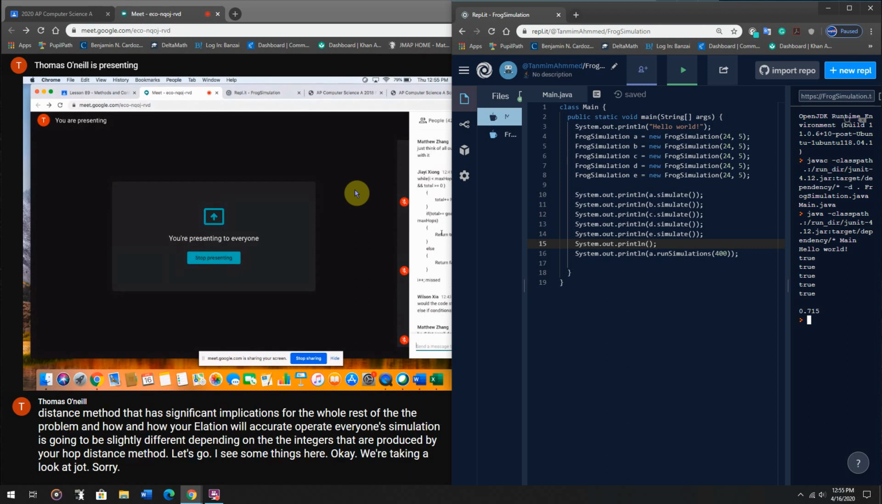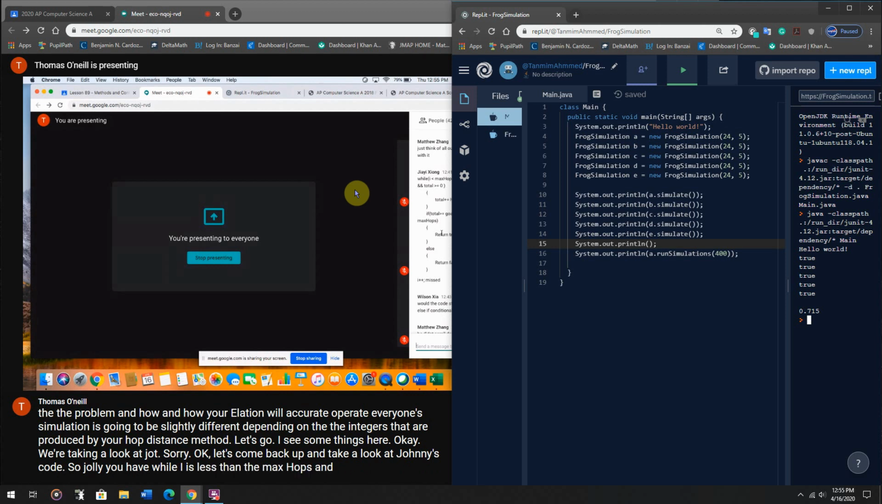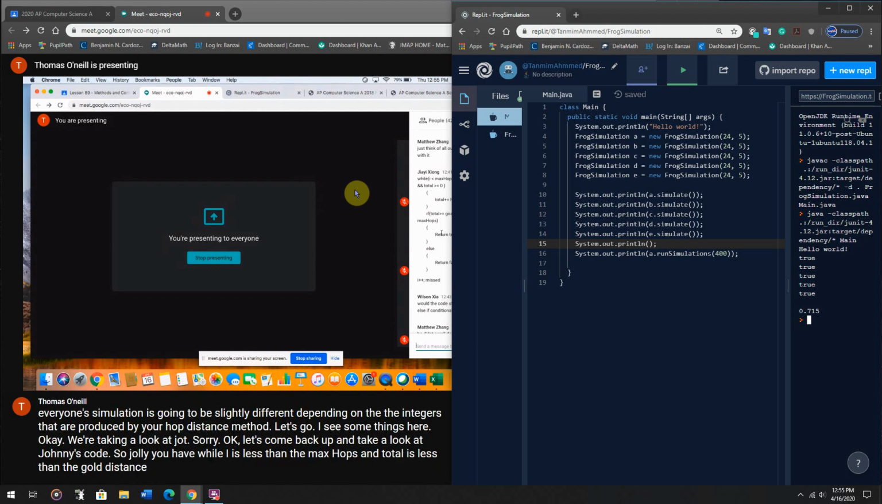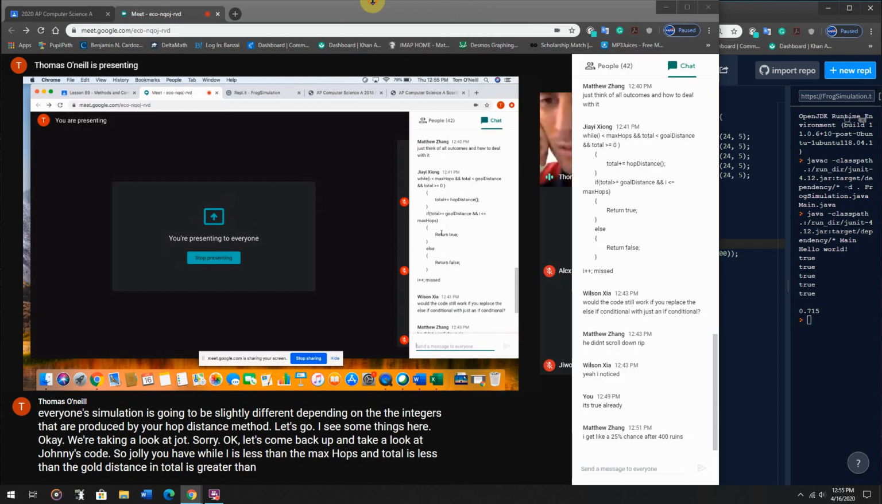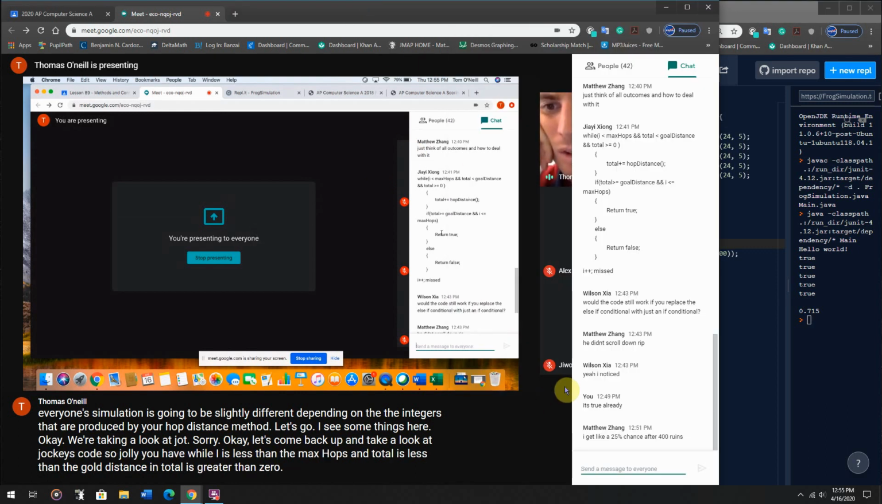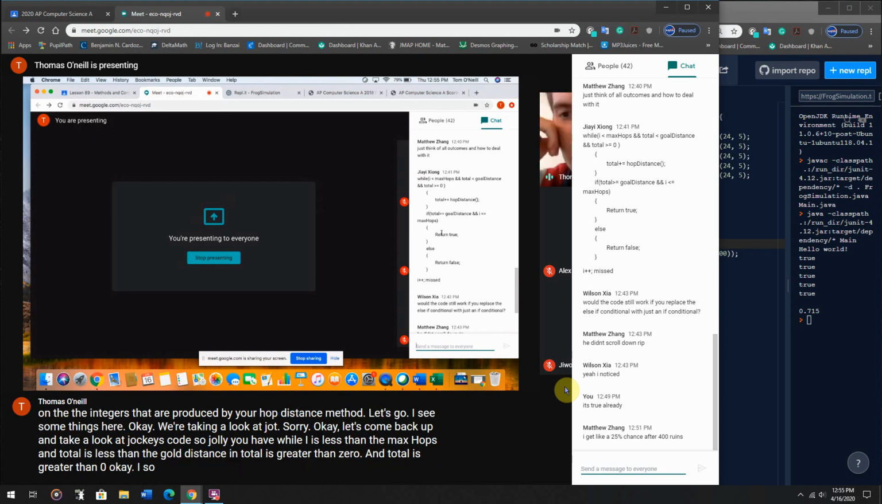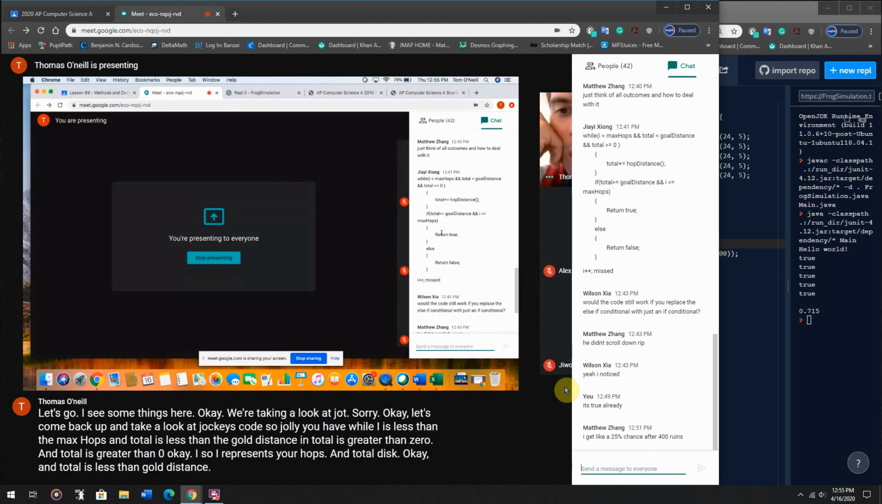Okay, let's come back up and take a look at Jia-Yi's code. So Jia-Yi, you have while i is less than the max hops and total is less than the goal distance, and total is greater than 0. Okay. So i represents your hops, and total is less than goal distance. Okay. So your while loop header is fine.